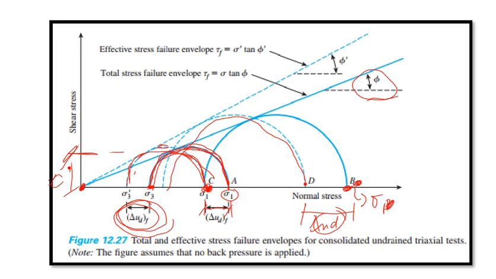So, ito yung magiging failure plane natin for our effective. So, tangent dito sa ating effective Mohr circle and yung total stress failure envelope naman natin is yung itong line na ito. Tangent doon sa ating total Mohr circle.